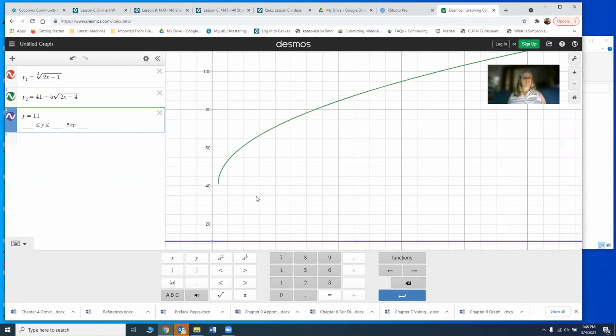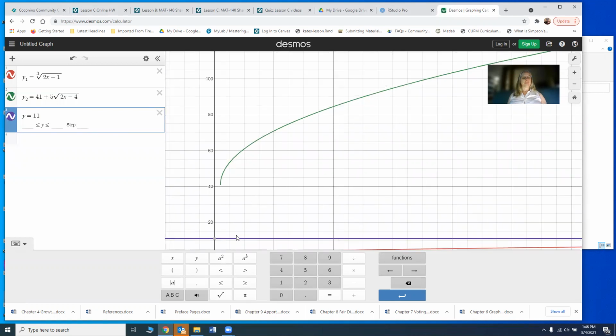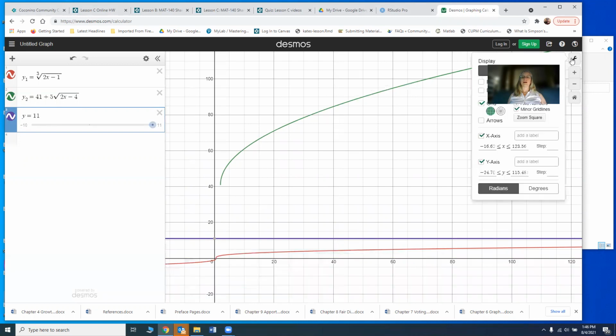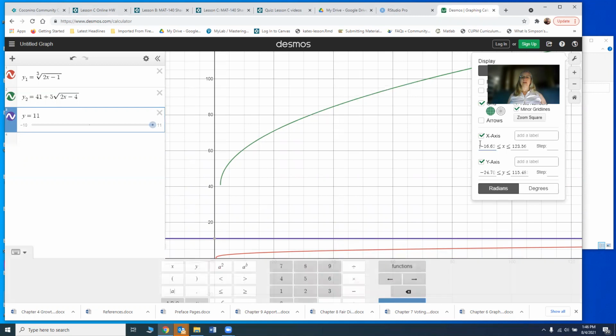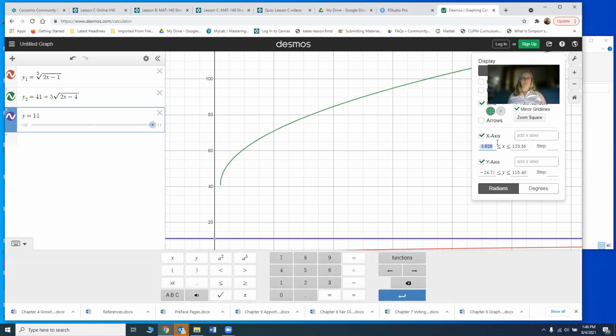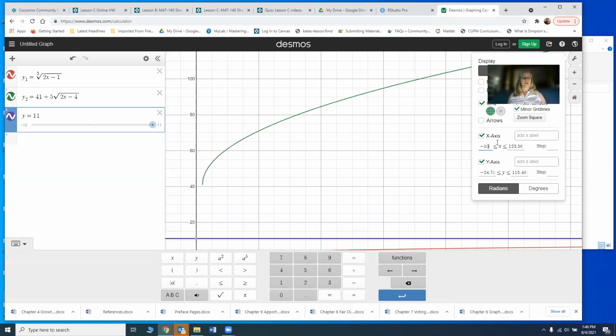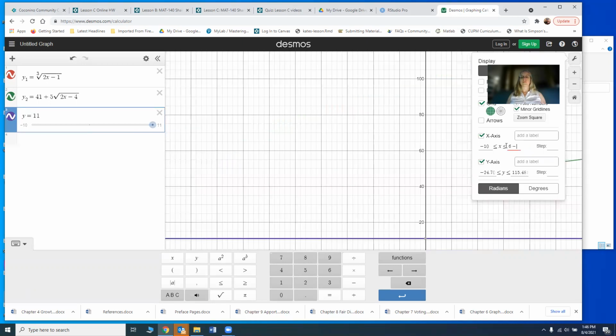Oh, it is there. Sorry, I just couldn't see it. So I had to zoom out a little bit because I didn't have enough values there. If I go back, I can change my y to going from, let's say, minus 10 to, let's say, we don't need all the up to 100. Let's go to 50 or 60.